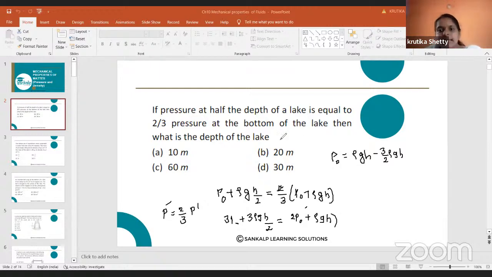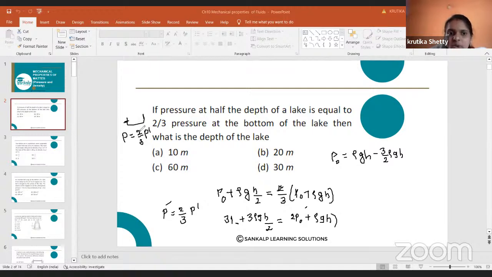Okay, see here, I'll explain this answer once again. If pressure at half the depth of the lake is equal to 2/3 of the pressure at the bottom of the lake, just imagine this is the lake. At the half, whatever the pressure is, that pressure is equal to 2/3 of the pressure at the bottom. The pressure at half of the lake I am considering as P, and at the bottom P dash.